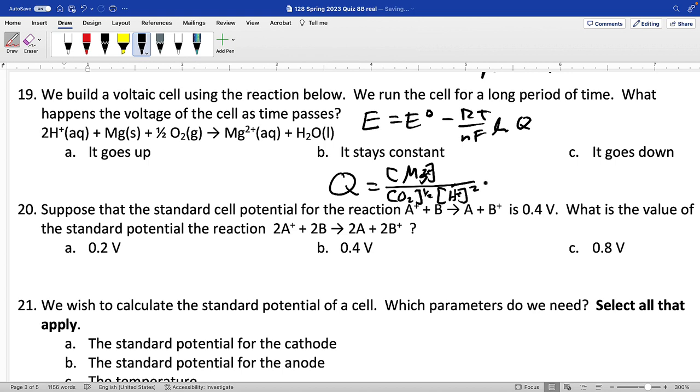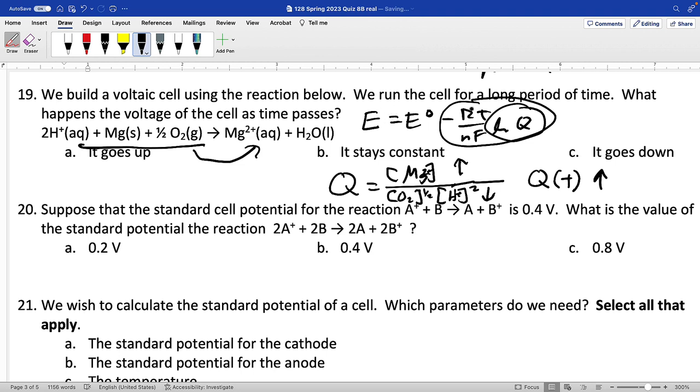Okay, so as time passes, what's happening? We're using the reaction, so we're taking the reactants and turning them into products. That means the concentration of magnesium ions is going to go up, and the concentration of these other ions, or other chemicals, is going to go down. So over time, Q is going to get larger. This doesn't matter for pure solids and liquids, but does matter for all the solutes. So if Q is getting bigger, that makes the log of Q bigger, and that means we're eating away at E. So E is going to get smaller because we've got this negative term here. So it goes down.